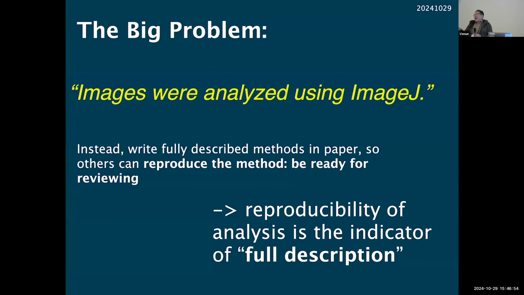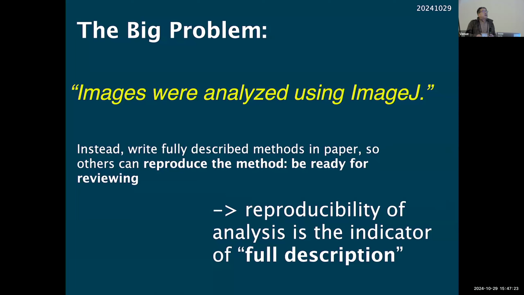So yeah, that's bad image analysis, wrong image analysis. But if you see papers, sometimes you see this kind of description that ends like: images were analyzed using ImageJ. Yeah, so this is bad, because we cannot evaluate even if this analysis was okay or not. So instead, write fully described methods in papers so others can reproduce the methods.